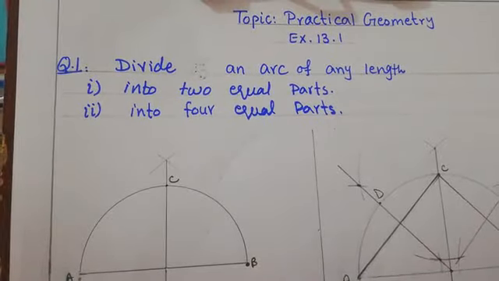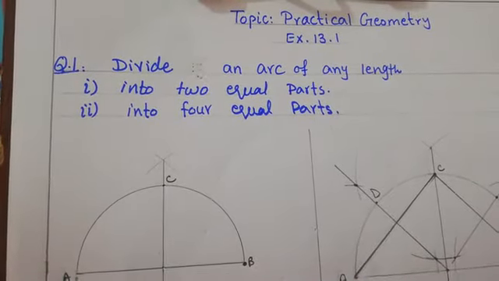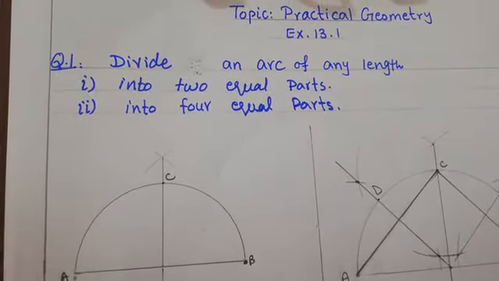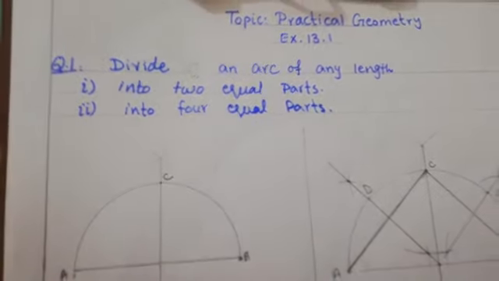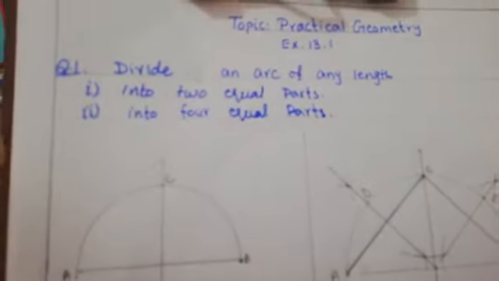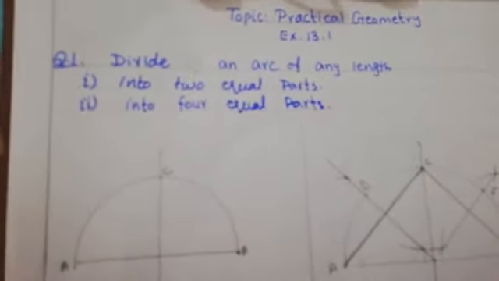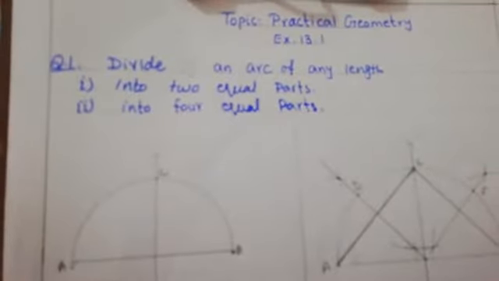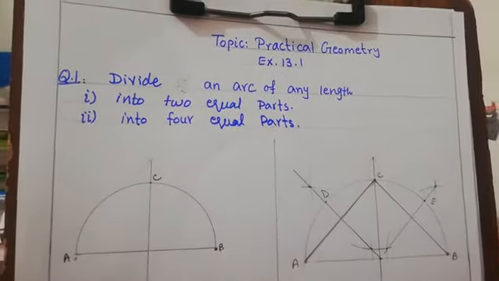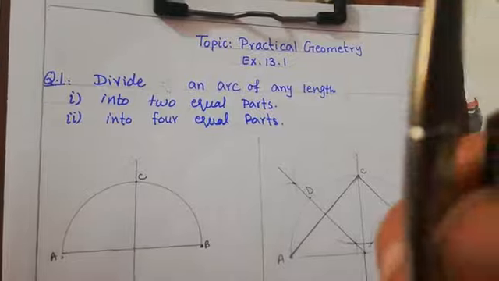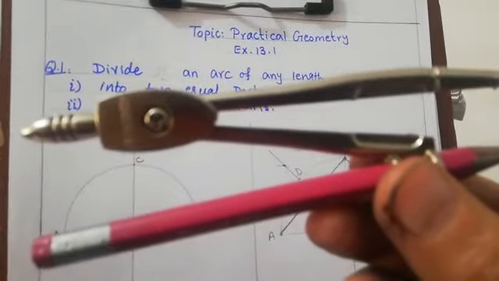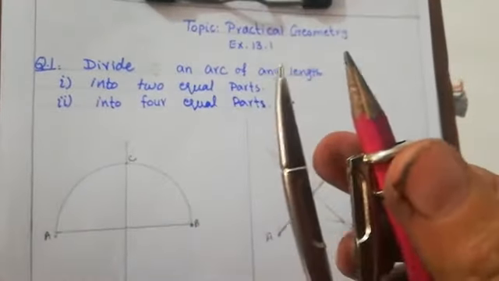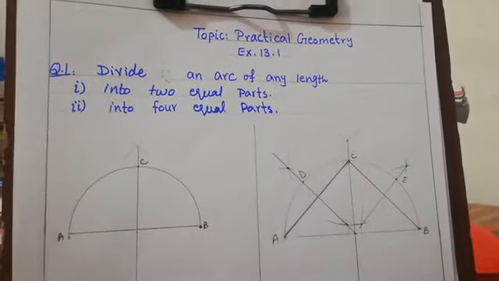Dear students, today we will discuss the practical geometry of exercise 13.1. In this chapter we will draw or construct diagrams with the help of the compass. You know that this is the geometrical instrument, the compass. You have the concept about this. It is used to draw circles, arcs and different geometrical shapes.